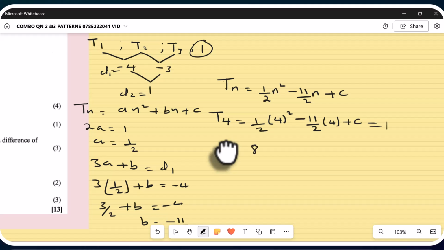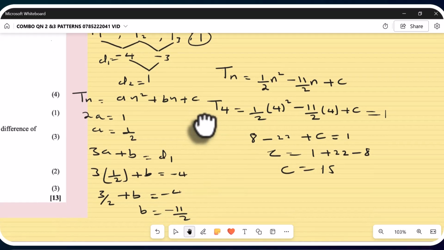Now my c is 1 plus 22, and then minus 8. So what do you get there, calculators? That is 23 minus 8, which gives us 15. So here we have our c. Therefore, if you check what we have now, we have the a, b, and c, whereby our a is 1 over 2, our b is negative 11 over 2, and our c is 15.